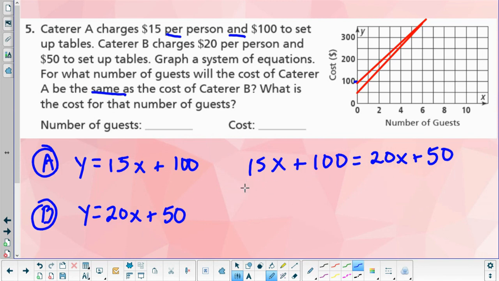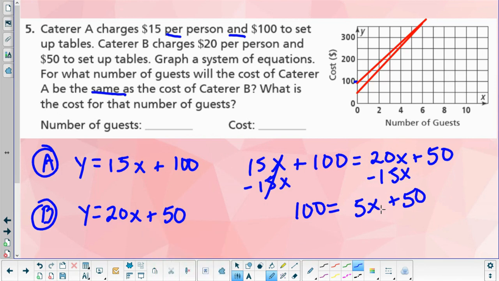All right, so if I solve for x, I have to take away 15x from both sides. So we have 100 equals 5x plus 50. I would still want to solve for x, so I'm going to subtract 50 from both sides. So I get 50 equals 5x. So x is going to be equal to 10. So remember, x stood for per person. So the number of guests would be 10 people.